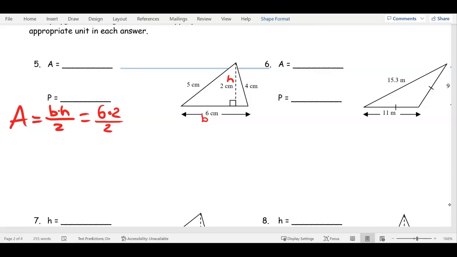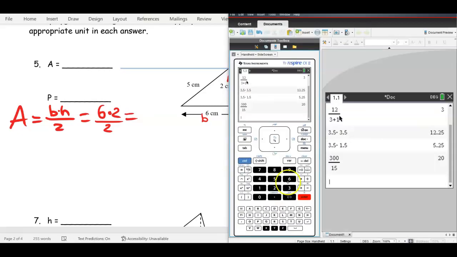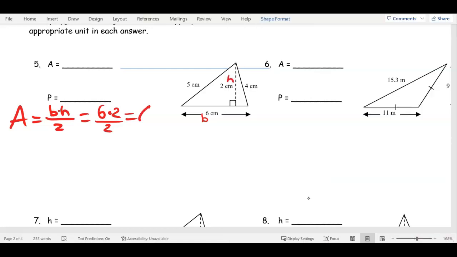What do you think it is? If you plug it in, 6 times 2 divided by 2. There we go. We do get 6. 6 what? Centimeters squared. Thank you. Because we're talking about area. Area squared, 2-dimensional. Now, perimeter.